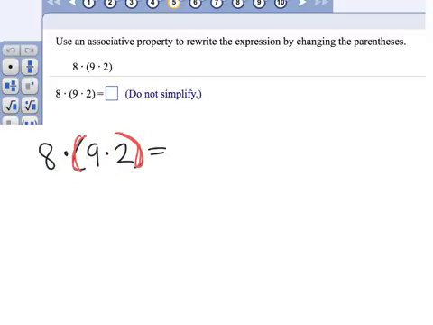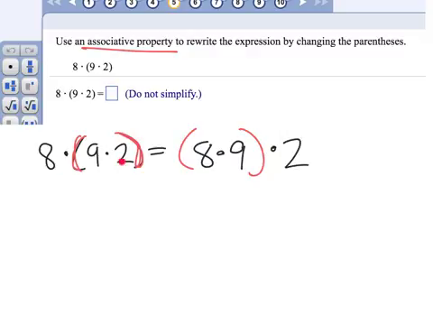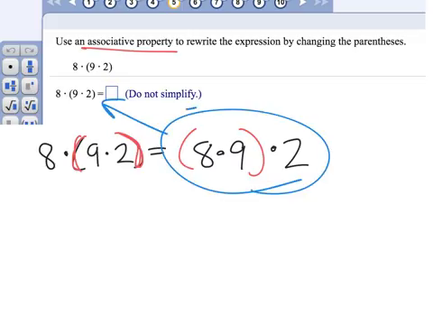But we're going to change that because we're being asked to use the associative property. So that means it's going to become 8 times 9 times 2. And remember, the numbers themselves stay in the same order. It's really the parentheses that move. We're changing how the numbers are being grouped. So if we wanted to say this problem properly, we would say the quantity 8 times 9, times 2. And that is your answer. So that's what you're going to put in the box. Don't simplify.